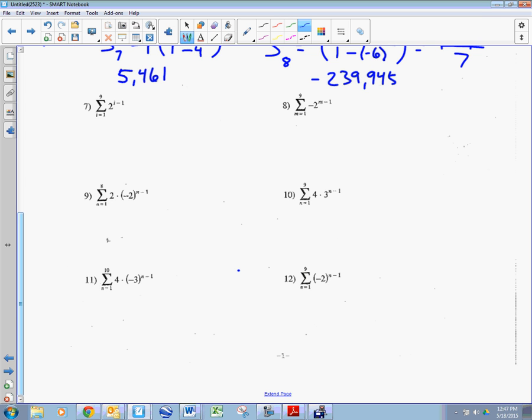So let's plug in 1. 1 minus 1 is 0. Anything to the 0 power is 1. And then we make it negative. So it's negative 1. We'll plug in 2. 2 minus 1 is 1. 2 to the 1 is 2, then we make it negative. Negative 2. Now we plug in 3. 3 minus 1 is 2. 2 squared is 4, make it negative. Negative 4. What's the next term going to be, obviously? Negative 8.